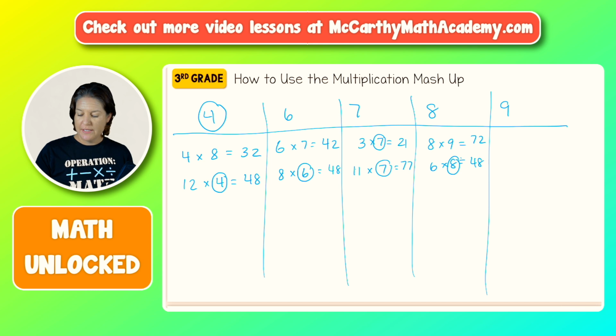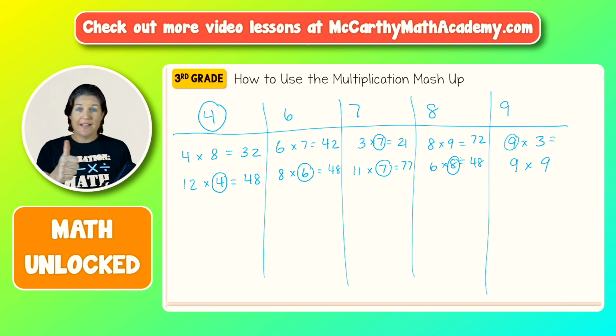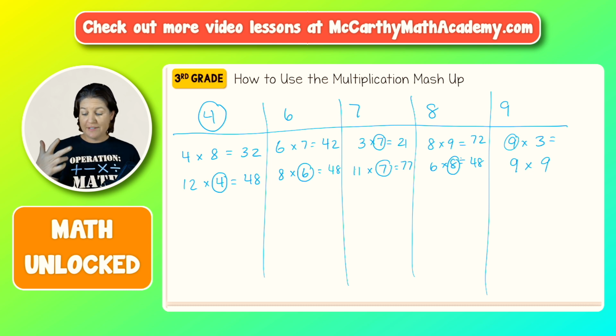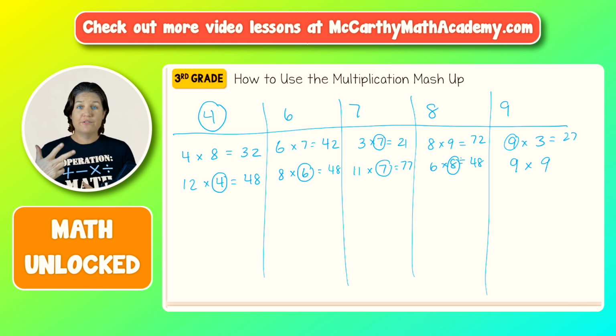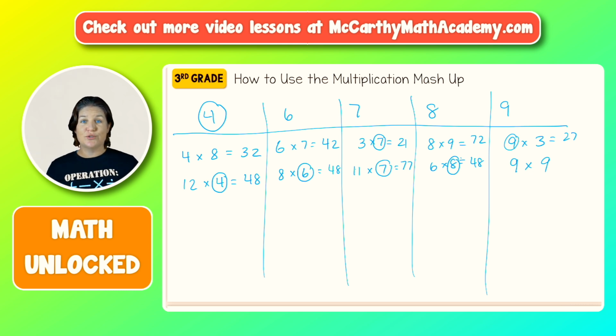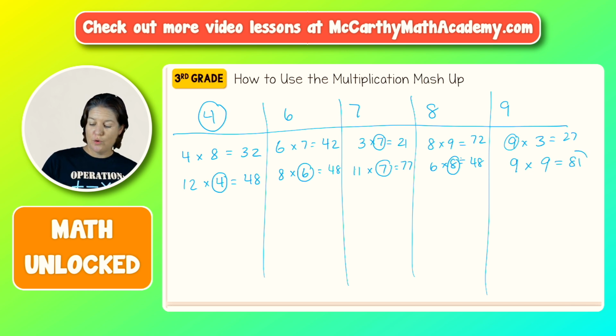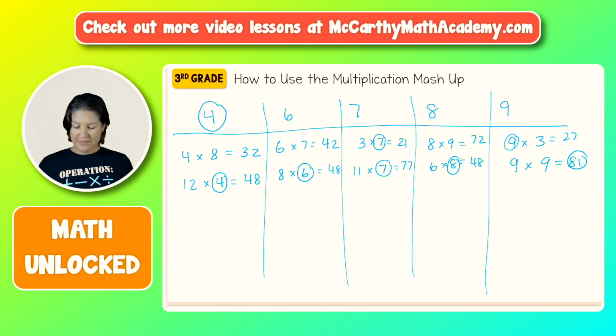Okay, how about 9s? Let's say 9 times 3 and 9 times 9. We got those 9s, 9, 18, 27. Or 9 times 9, got those 9s, 9, 18, 27, 36, 45, 54, 63, 72, 81. So counting 9 times will get you to 81. Sorry, I was having a little bit of camera trouble there. All right, so that is how you can use the multiplication mashup to help.